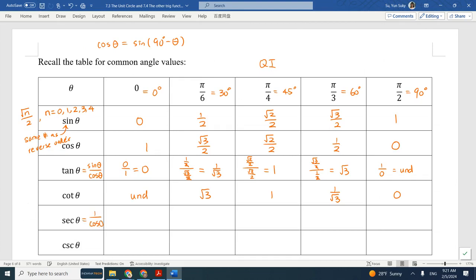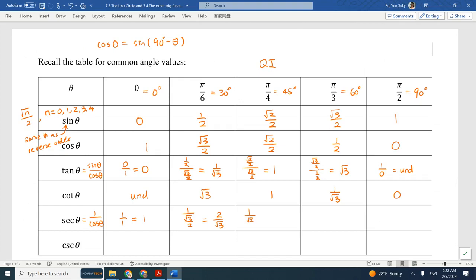1 over cosine. Yeah, secant is 1 over cosine theta. So everybody finish up with this step? Okay, secant is 1 over cosine. Where's cosine? The second row. Here, 1 over 1 is 1. Next number, 1 over root 3 over 2 is 2 over root 3. Just flip the numerator and denominator. Yes, everybody?